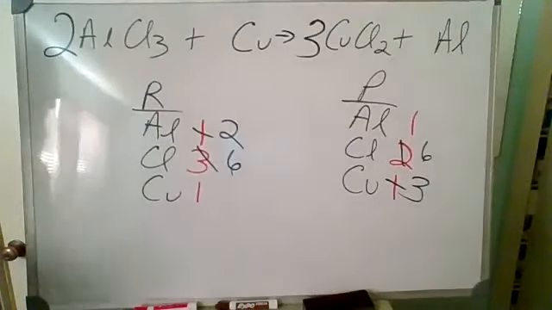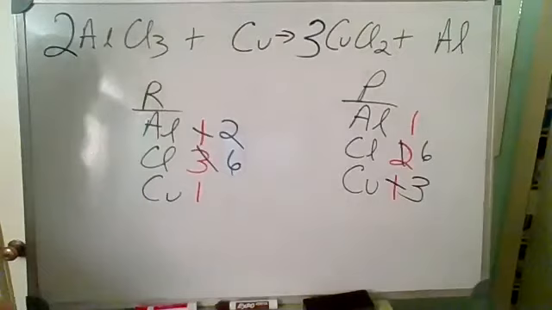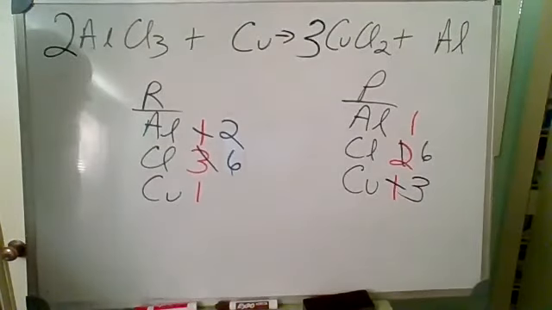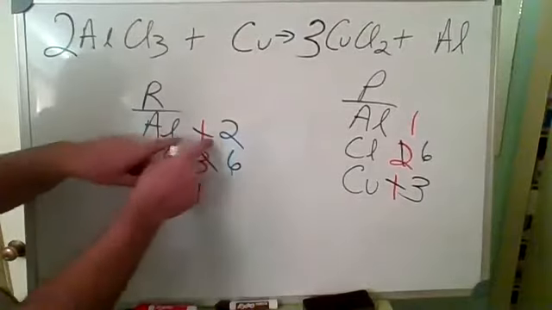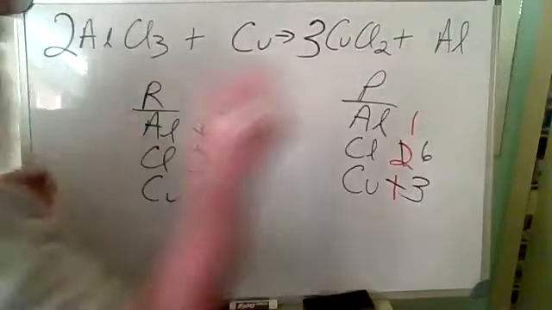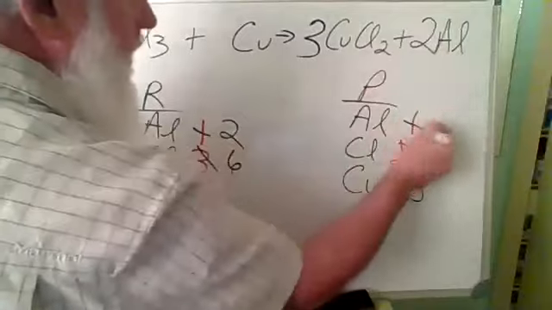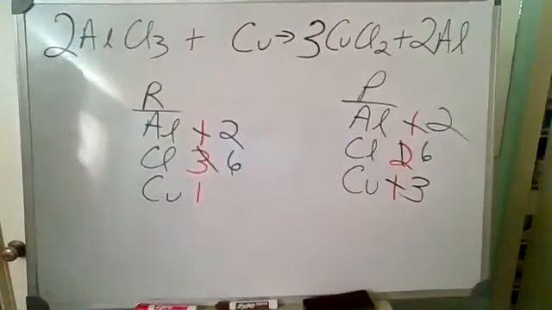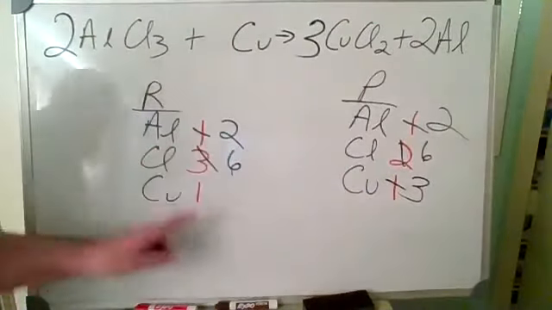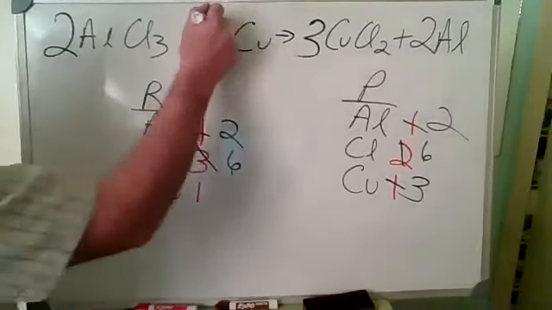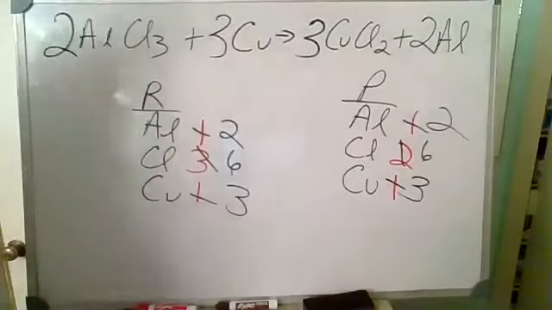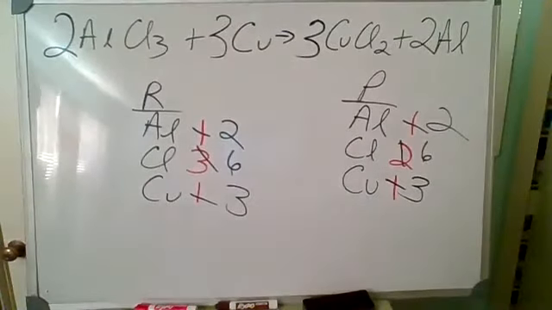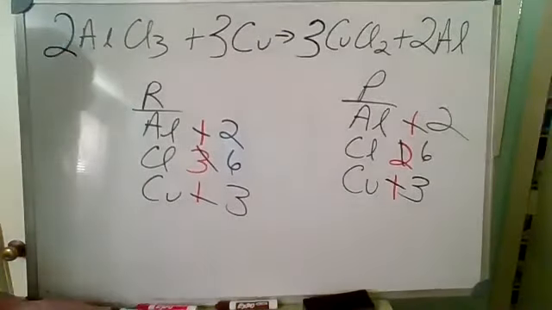Now you can see why you don't mess with pure elements until the end. Very easy. I have 2 aluminums here and 1 aluminum there. All I got to do is put a 2 here. Takes care of the aluminum. Here I have 3 coppers. Here I have 1 copper. Very easy. Just put a 3 there. 2, 6, 3, 2, 6, 3. So we're going to go back and check.